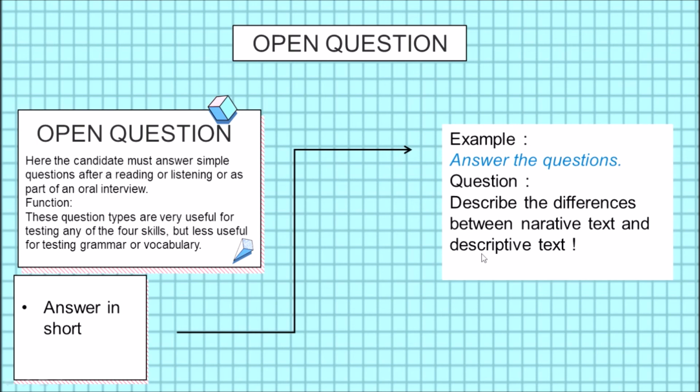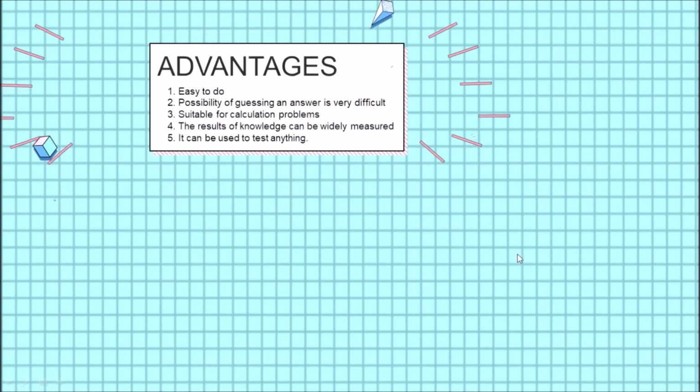Describing the differences of narrative text. Narrative text is blah blah blah, and descriptive text is blah blah blah. The advantage of this question is it is easy to do. Then the possibility of guessing an answer is very difficult and it is suitable for calculation problems. Then the result of knowledge can be widely measured and it can be used to test anything.